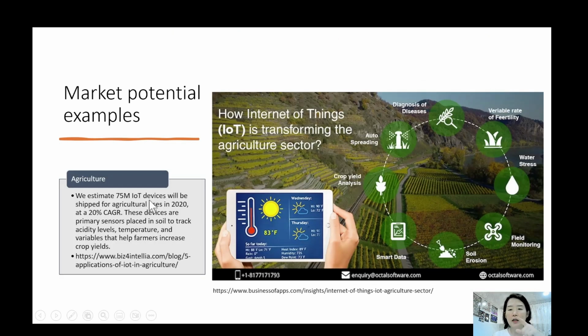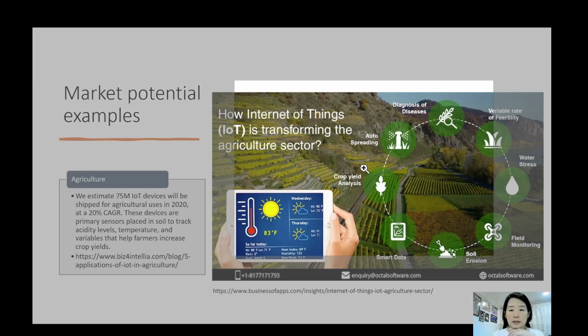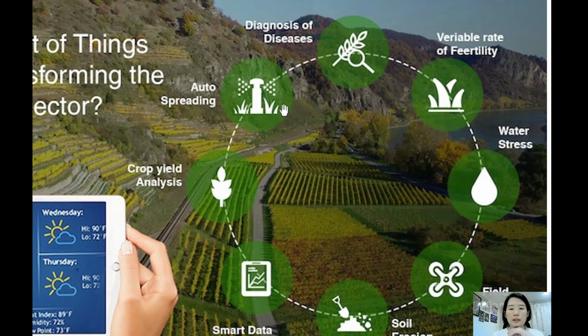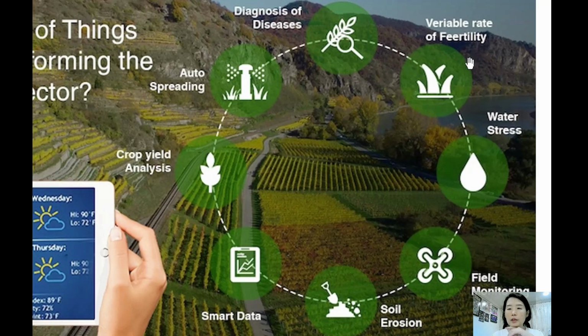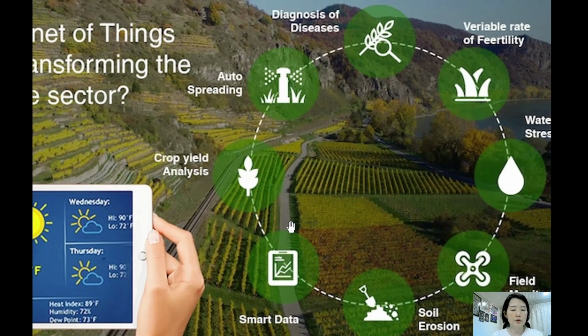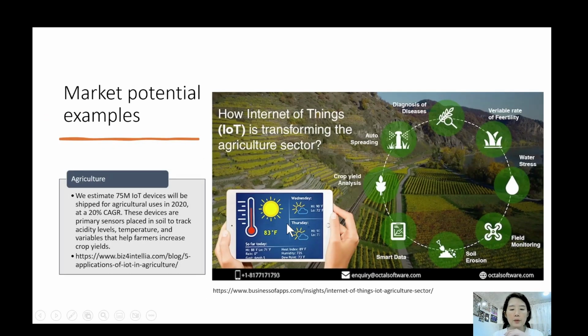In terms of agriculture, this is also a popular application everywhere, especially in China. They make use of IoT to transform their agriculture sector. For example, in crop yield analysis, the auto spreading of their watering system, diagnosis of disease, variable rate fertility, water stress, field monitoring, soil erosion, smart data, and etc. And everything is available on an iPad that you can monitor, and you can even automate certain processes.